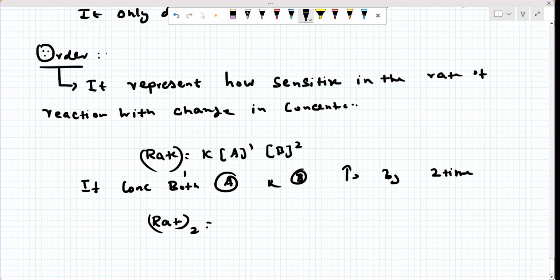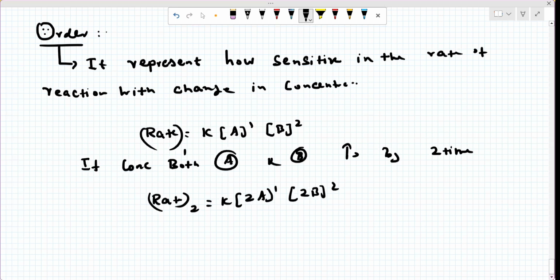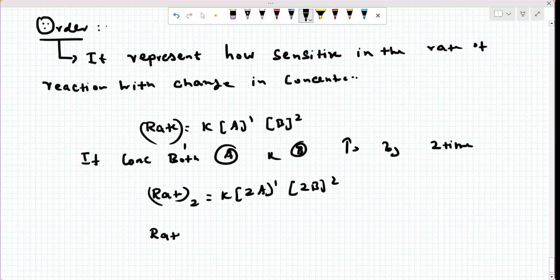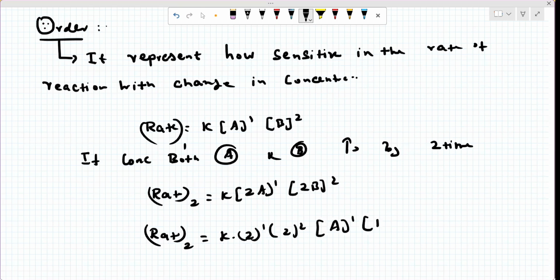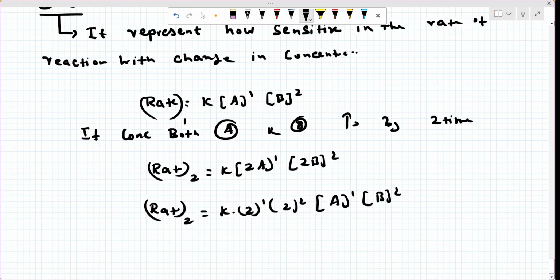Rate 2 is equal to k into (2A) power 1 into (2B) power 2. Therefore, rate 2 is equal to k into 2 power 1, 2 power 2 into A power 1 and B power 2. Yes or no? 2 power 2 is 4, 4 2s are 8. Therefore, rate 2 is equal to 8 times k A power 1 B power 2.